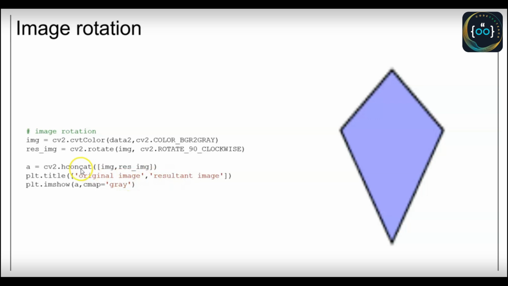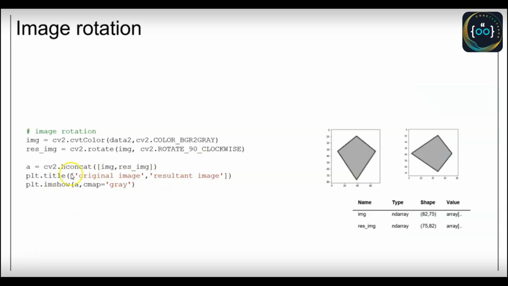For that, I concatenate the two images. I'm using concat instead of using imshow to display the original image and the rotated image, because when I use imshow, the final output will override the earlier input which I want to display. So this is the output we have. This is the rotated image, 90 degrees clockwise, and you can see that in the shape value also.